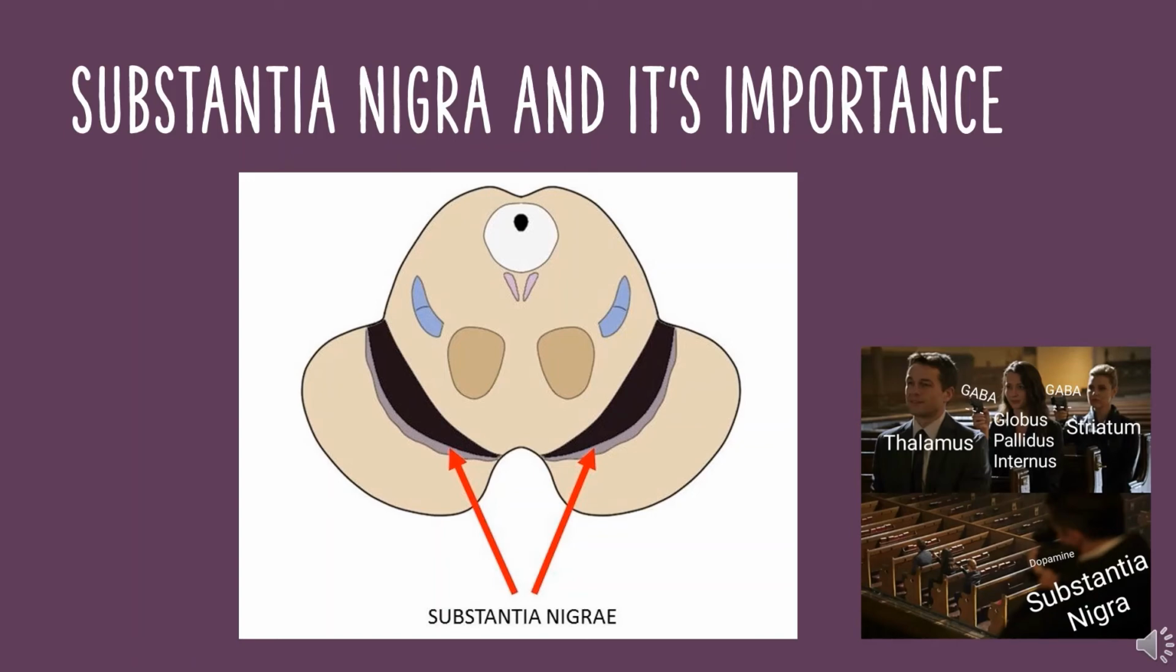These dopaminergic fibers travel to the striatum via the nigrostriatal pathway, where they release dopamine and, through different mechanisms, influence the direct and indirect pathway, which I'll be explaining shortly, resulting in an overall increased movement.